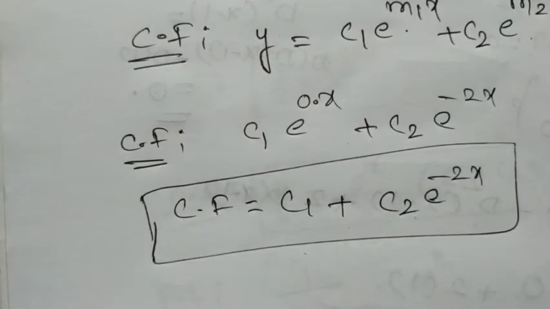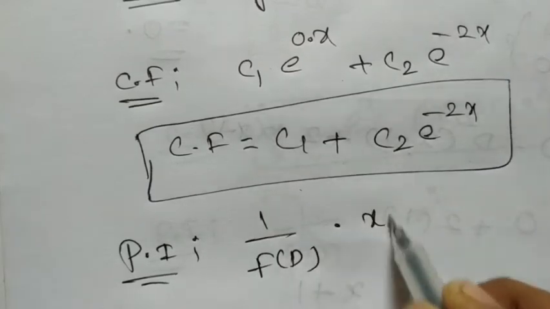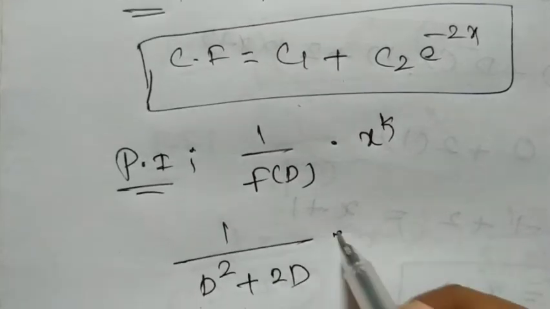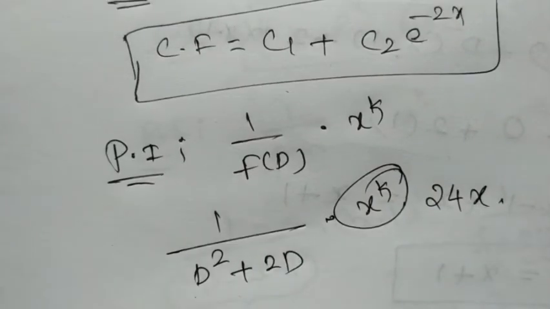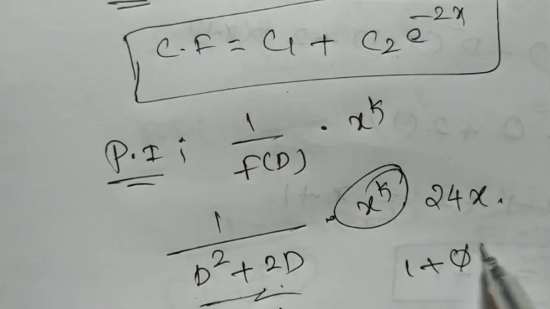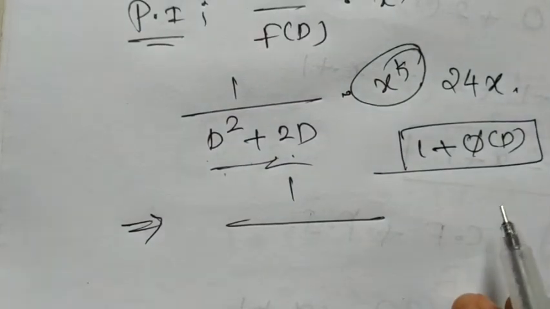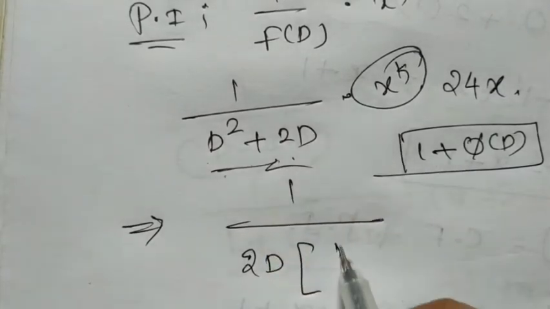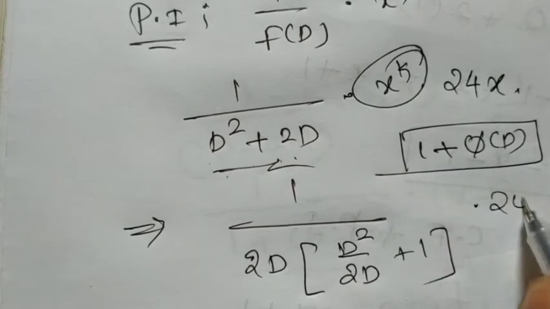Next, to find the particular integral. Particular integral is 1 by f of D into x power k. So 1 by f of D, whose value is d square plus 2d, into x power k. Here x power k is 24x. Here we change this to the form 1 plus phi of D. By writing it in 1 plus phi of D form, I am taking 2d common. Then d square by 2d plus 1, since 2d by 2d is 1, into 24x.